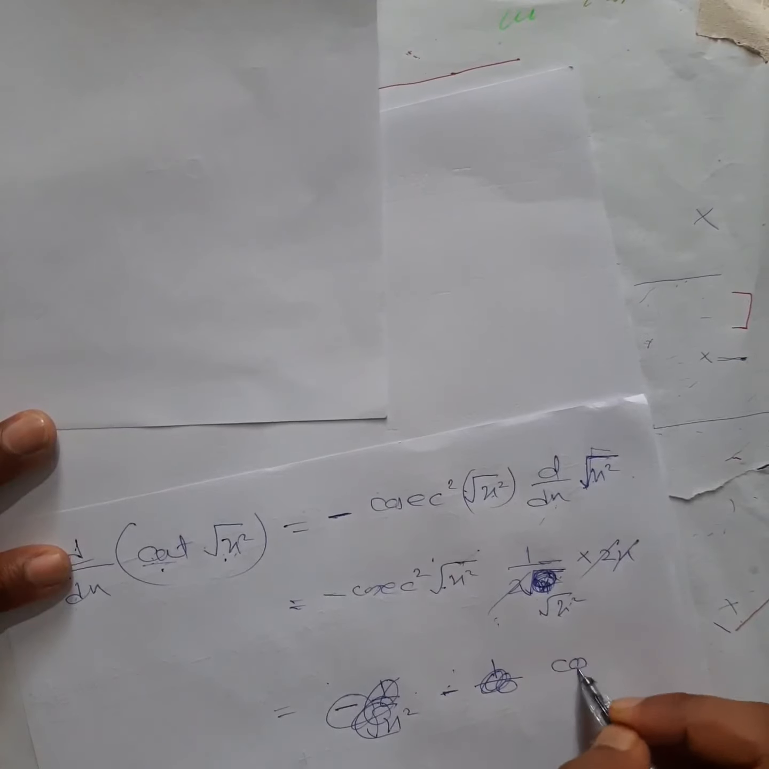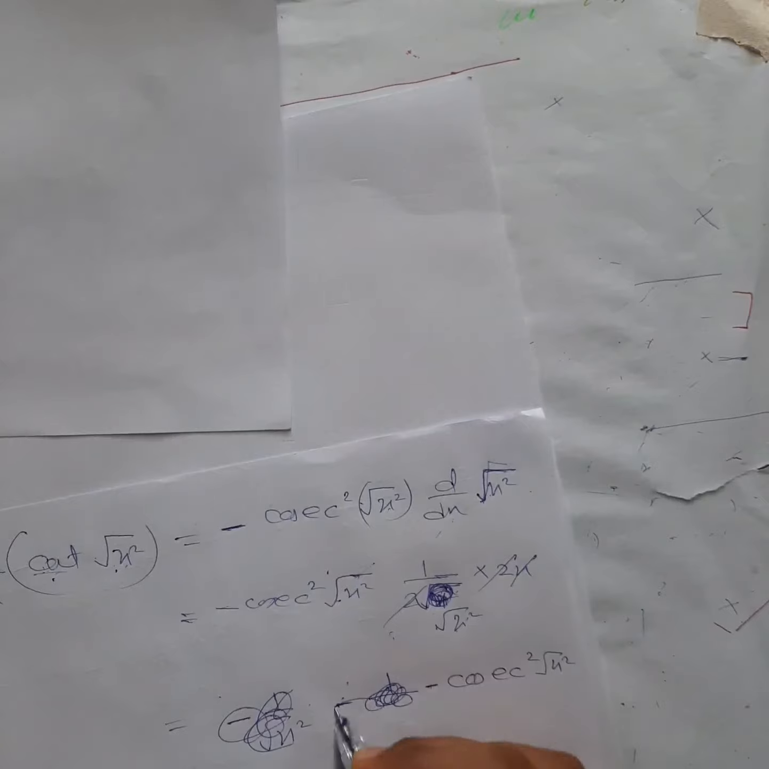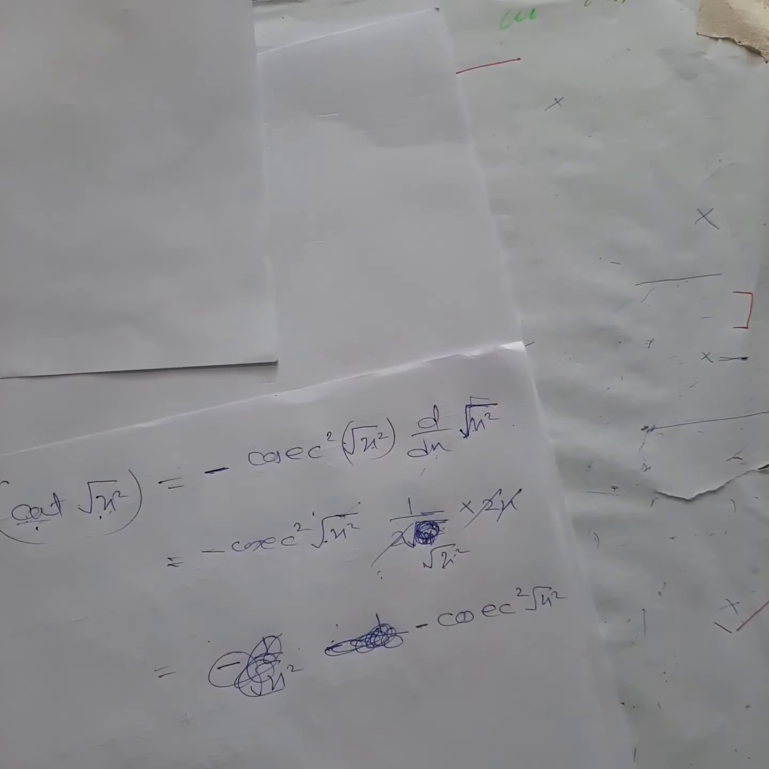So what you will get here is cosec square root x square only. This will be your answer. Minus cosec square root x square. So this and this will get cancelled, remember that. Okay.